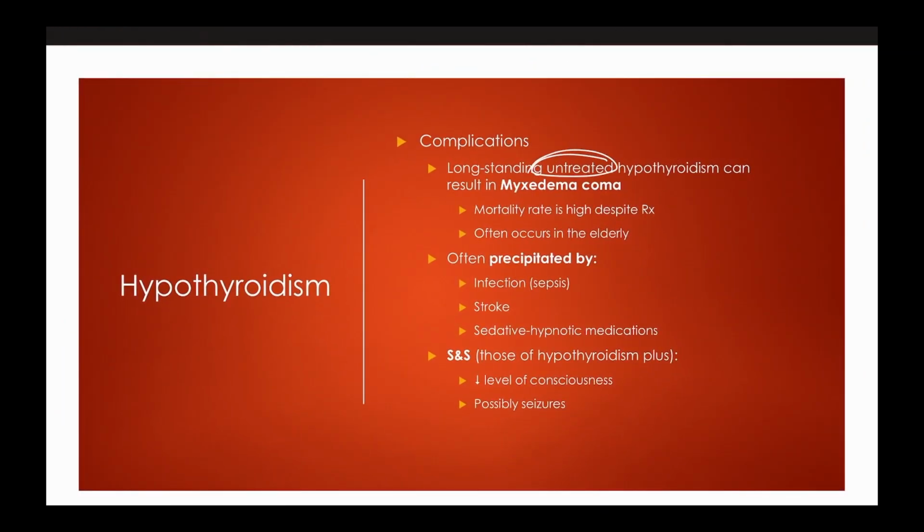Complications, again, untreated. Remember in this class, when we talk about all these complications, it's just if you don't treat them. If you treat them and they follow the regimen, they'll be fine. But what are they doing? So untreated hypothyroidism can result in what's called a myxedema coma. Very high mortality rate. Obviously, more occurs in the elderly. Usually going to be precipitated by an infection, stroke, or some sedative medications. Signs and symptoms, all of those, plus decreased level of consciousness and possibly seizures.